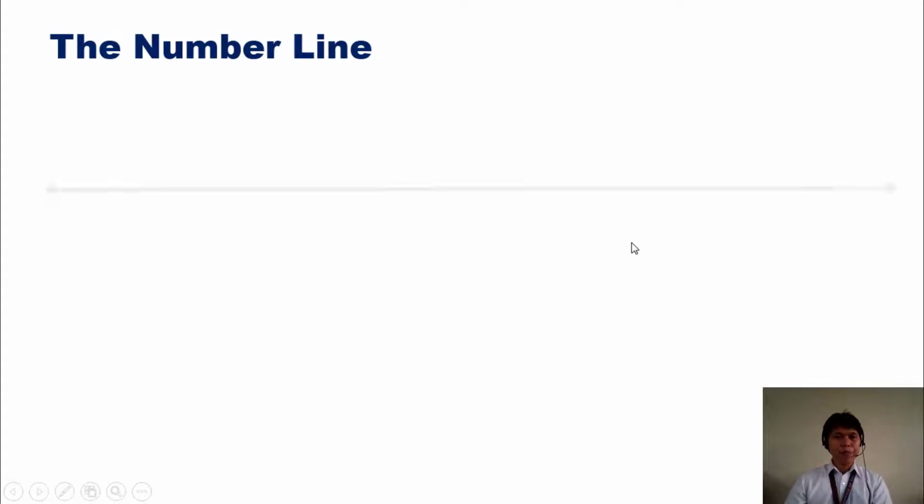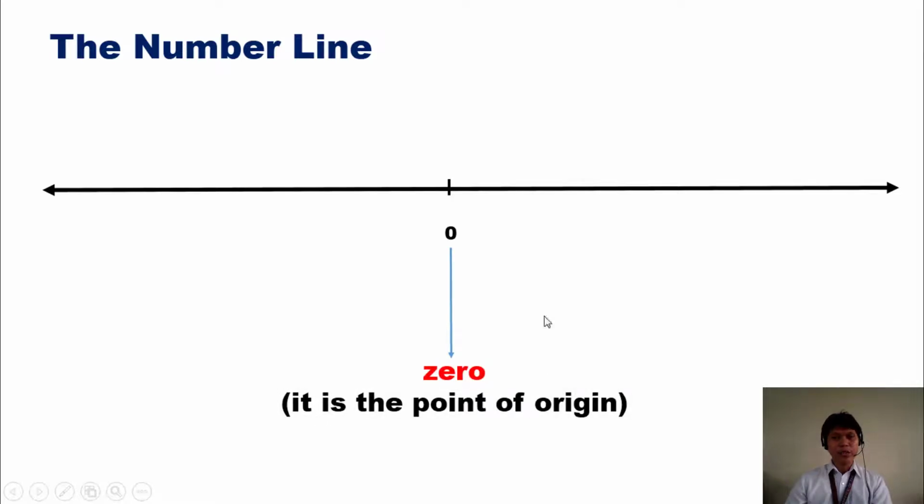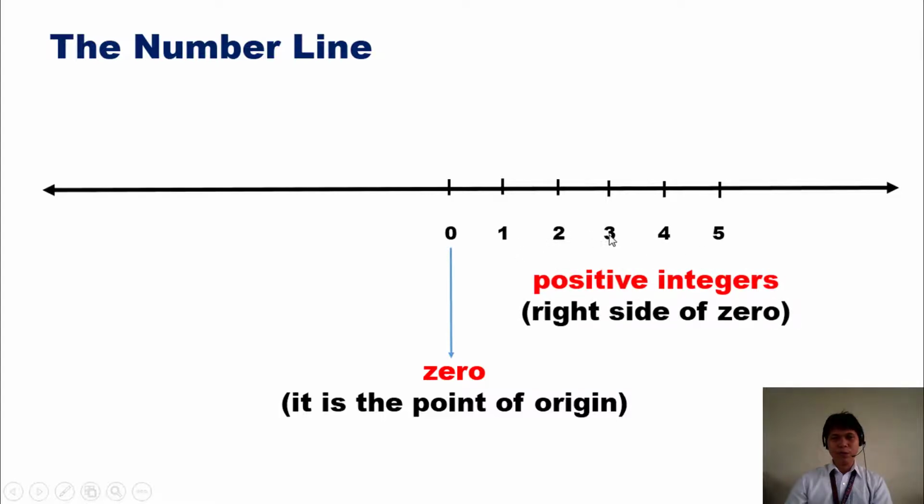Next is the number line. We need to learn the concept of the number line so that we can visualize how to compare or arrange integers from the smallest or least value to the greatest value. In this number line, this is the origin, which is 0. It is the point of origin. Going to the right are the positive numbers. We have positive 1, positive 2, 3, 4, and positive 5.